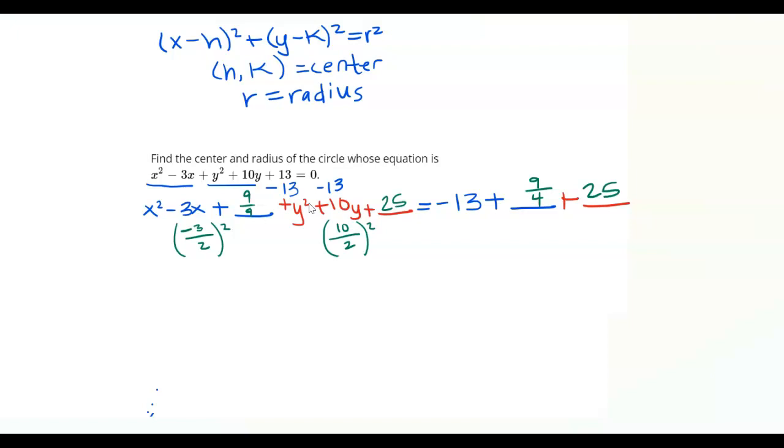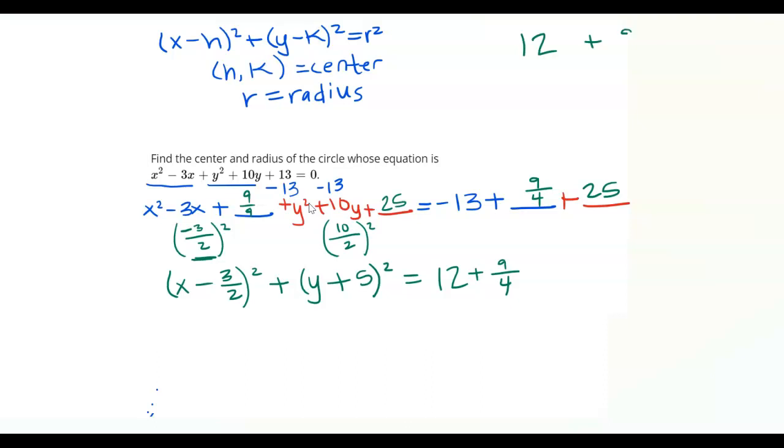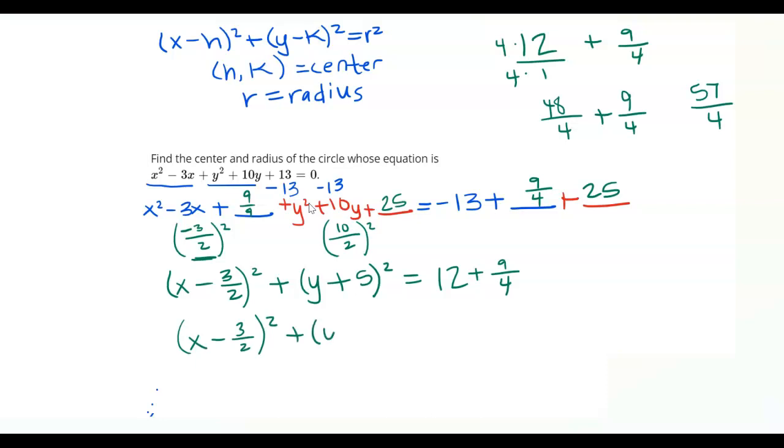Now let's add all of these together and factor on the left. It's always going to factor to whatever half of the middle number is. So we have (x - 3/2)^2 + (y + 5)^2 equals negative 13 plus 25, which gives me 12, and then plus 9/4. Let's get a common denominator of 4: 48/4 plus 9/4 gives us 57/4. So we now have (x - 3/2)^2 + (y + 5)^2 = 57/4.